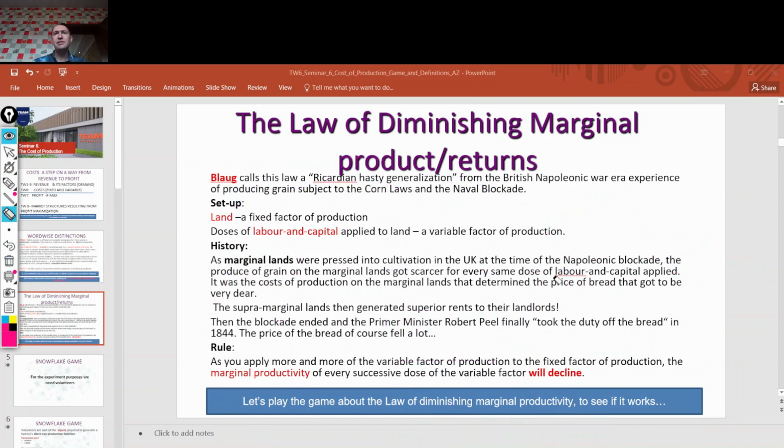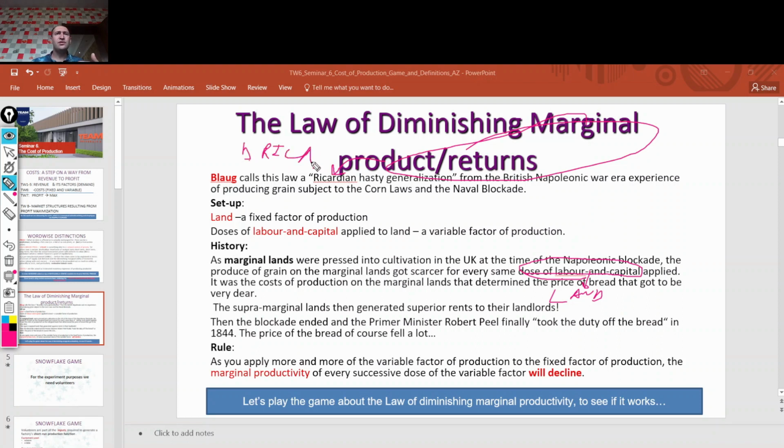Extra doses of capital and labor to land, and yet the result of the application of the extra doses of labor and capital to land was less than proportionate. Because of that situation, a certain generalization came into being. Blau called it a hasty Ricardian generalization because Ricardo lived around the time of the Napoleonic Wars, and he established the science of political economy, what we call economics now, and that law of diminishing marginal returns is actually due to David Ricardo.